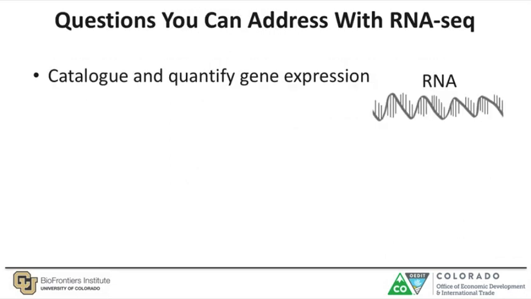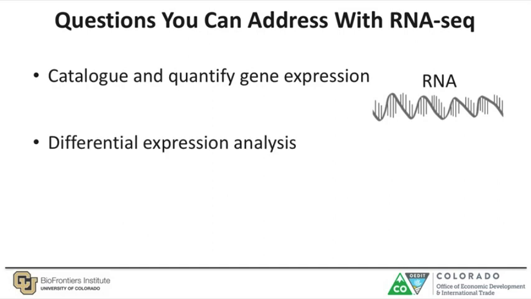RNA-seq can be used to address a number of questions, but the primary use of RNA sequencing has been to catalog and quantify gene expression. This information can be used to determine tissue-specific or developmental-specific expression patterns. It can be used to detect and monitor disease phenotypes, but most commonly, quantification of gene expression by RNA-seq is used to perform differential expression analysis, which seeks to identify genes whose expression is significantly different between two or more samples.